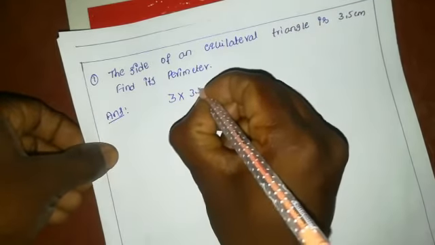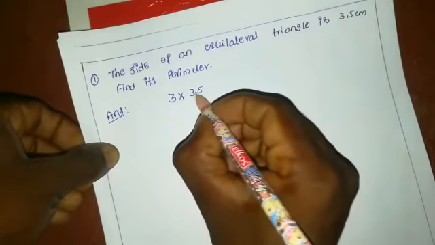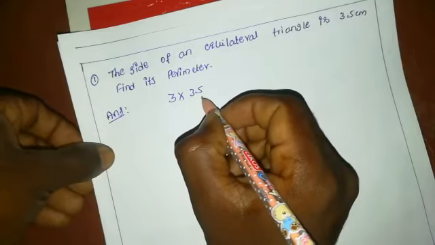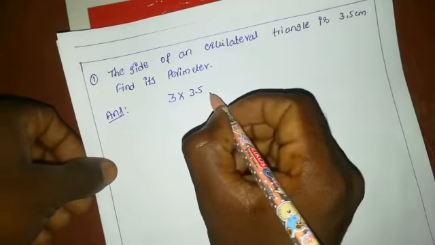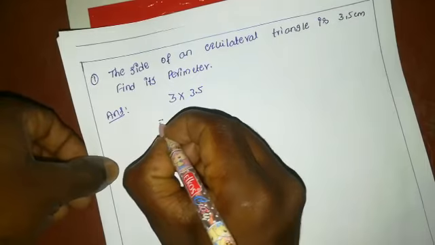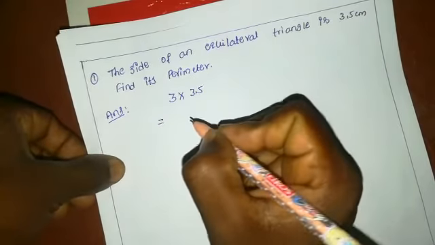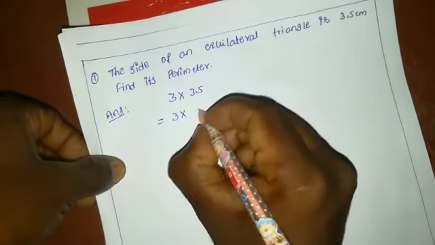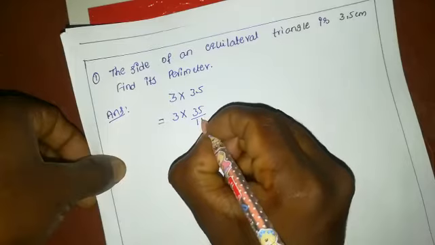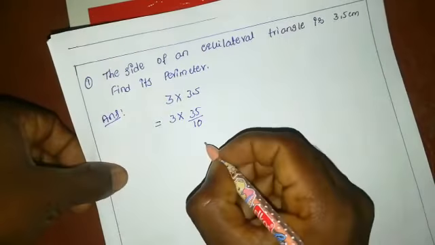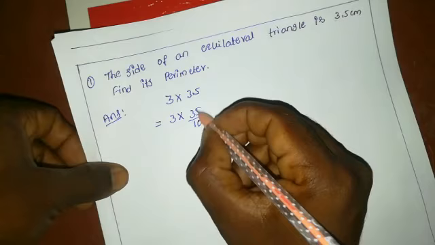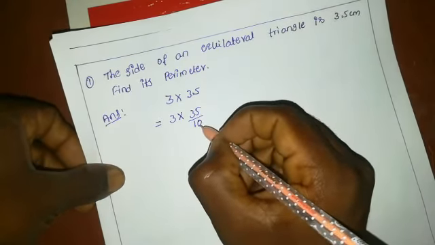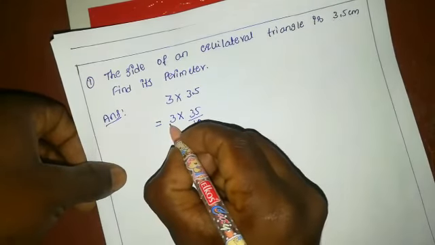Now we have to multiply 3 into 3.5, where 3 is a whole number and 3.5 is a decimal. How do you multiply a decimal number by a whole number? You write 3.5 as 35 divided by 10. When we simplify 35 divided by 10, we get 3.5. Here 3 means 3 by 1.